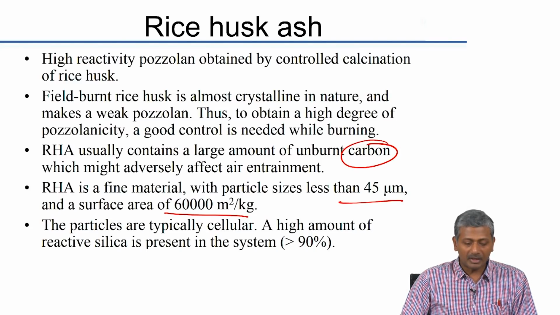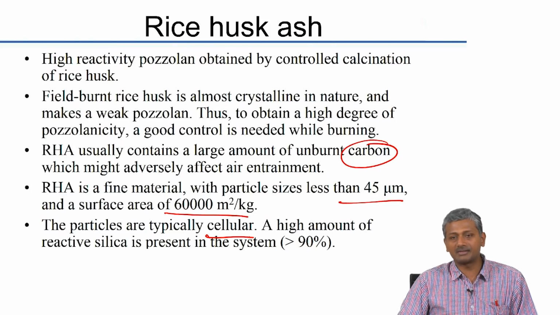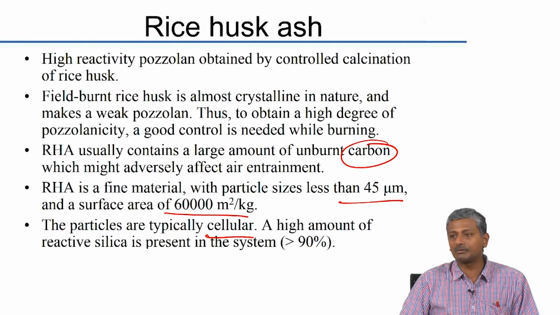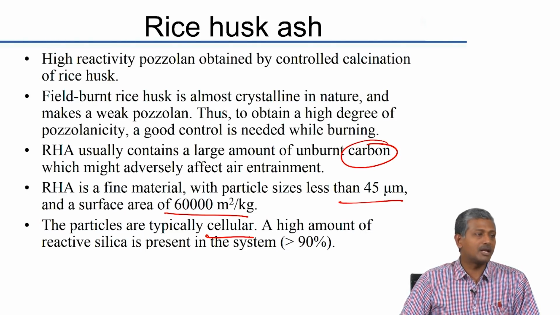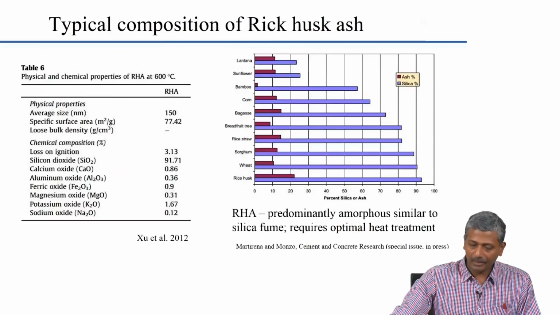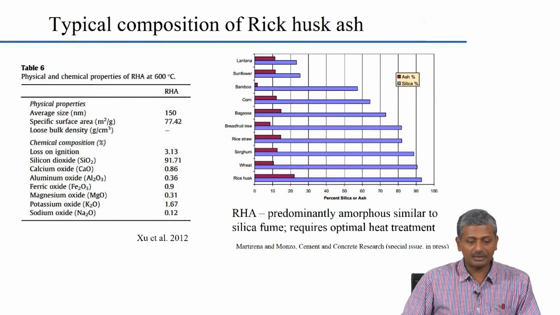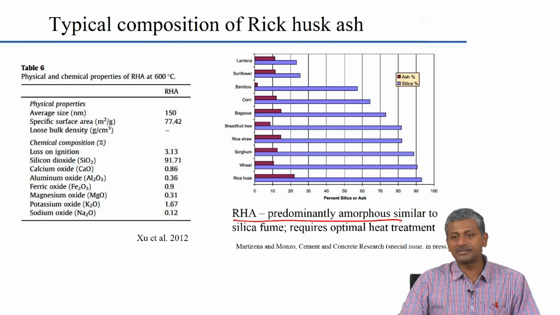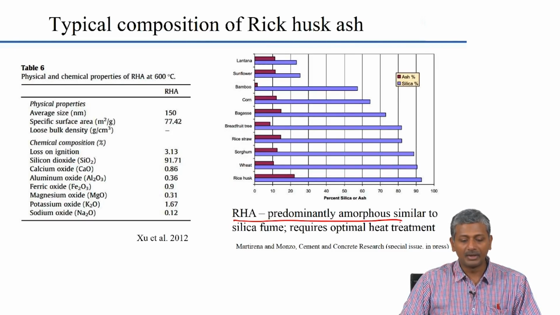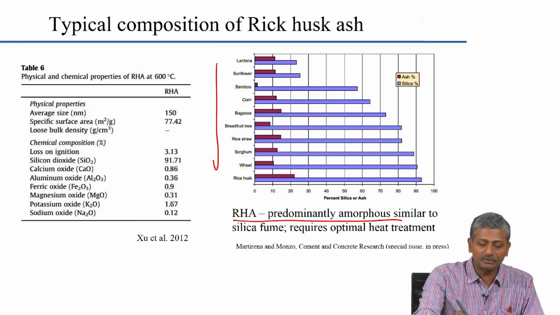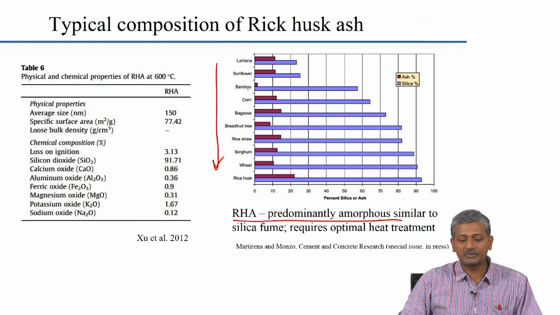Okay. The particles are cellular with cavities and vesicles, and generally the purity of the system is very high. You have more than 90% silica present in the system. So, I will show you some data and then I will show you a picture. So, again, rice husk ash is predominantly amorphous silica, which is similar to silica fume, and you can see that there are different types of agro derivatives which can be used.